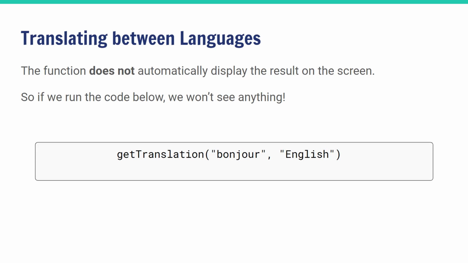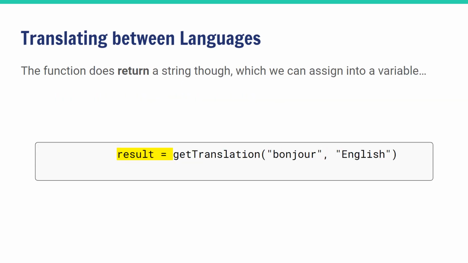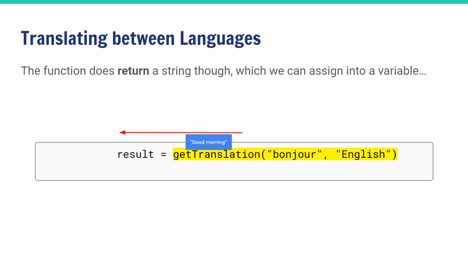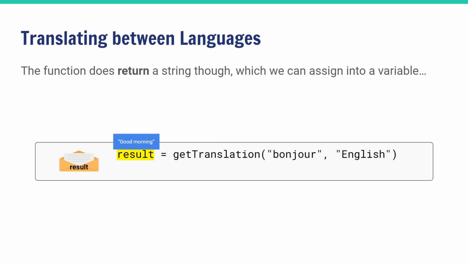So in order to see the result, you need to assign the returned string from the function into a variable. It's going to take the translated string from the function, which is good morning. This is the value that's returned from the function, and it reads from right to left. You've got the equal sign, and so it puts it into the variable called result.